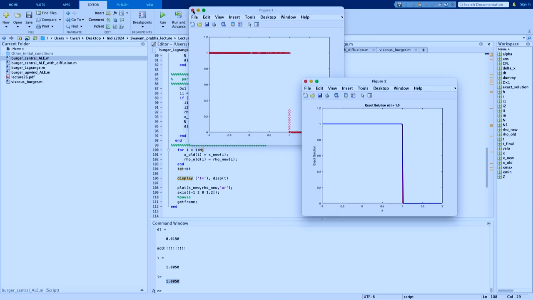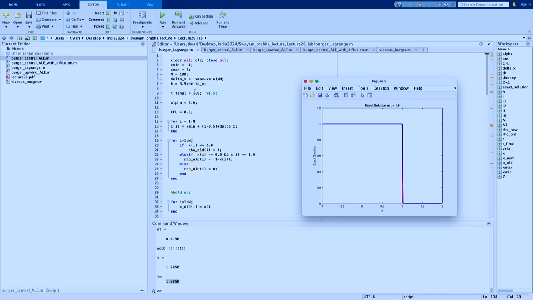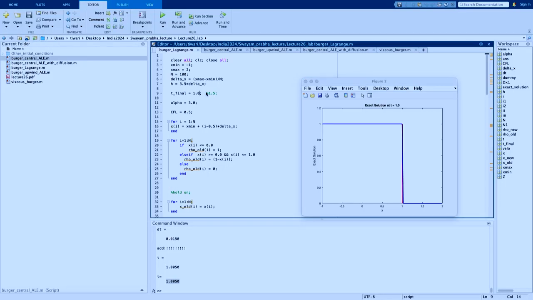Now, what does it mean if, for example, I take my time t equal to 1.5? What will happen? Because the solution breaks at t equal to 1. So now, if t is equal to 1.5, what do you expect? Do you expect a blow up, or is there oscillation after t equal to 1? Let us see what will happen.